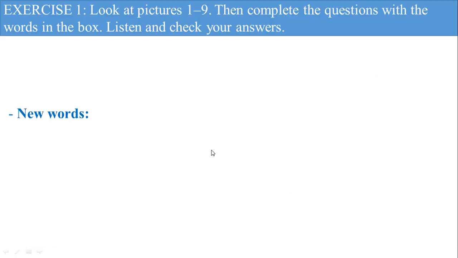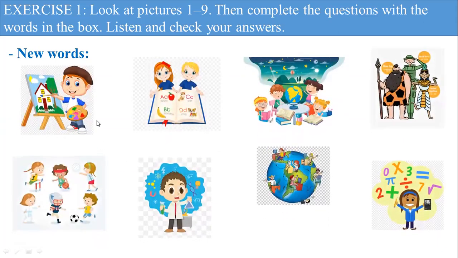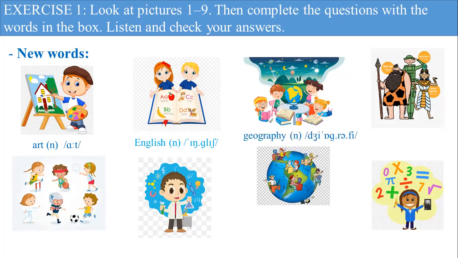Now, I'd like you to look at the picture and remember the meaning of these subjects. Now, picture 1, art. Art. Picture 2, English. English. Now, what about picture 3? How can you say the subject in Vietnamese? Yes, and we have the word geography in English. Now, what about picture 4? Okay, history. Now, what are the children doing? Yes. So, which subject is it?